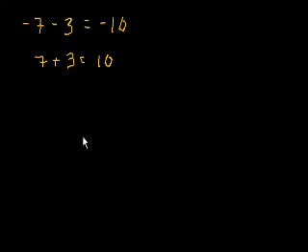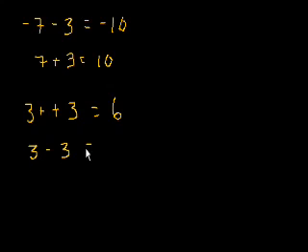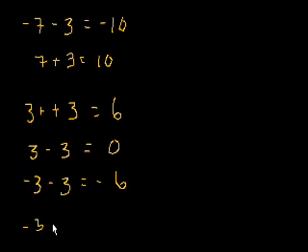Let's do a bunch more. I know I'm probably confusing you, but practice is what's going to really help us. So let's say 3 minus negative 3. Well, these negatives cancel out, so that just equals 6. What's 3 minus 3? Well, that's easy. That's just 0. What's negative 3 minus 3? Well, now we're going to get 3 less than negative 3. Well, that's negative 6.